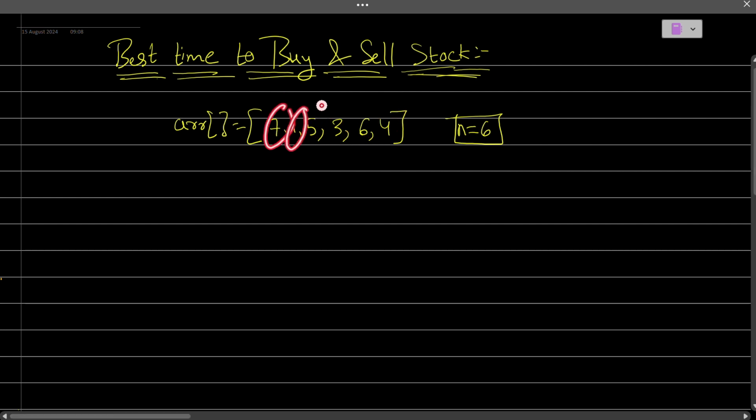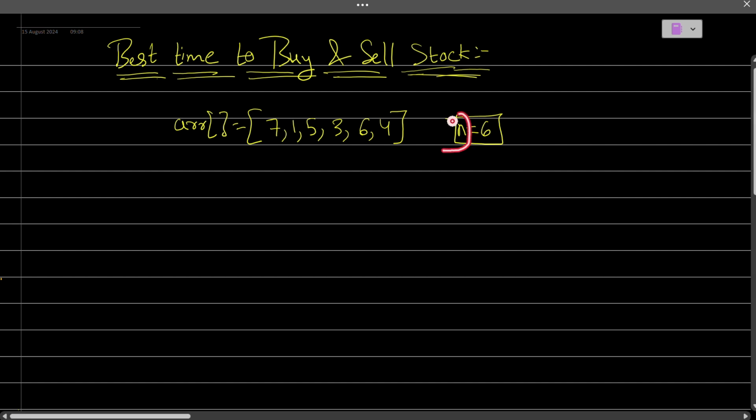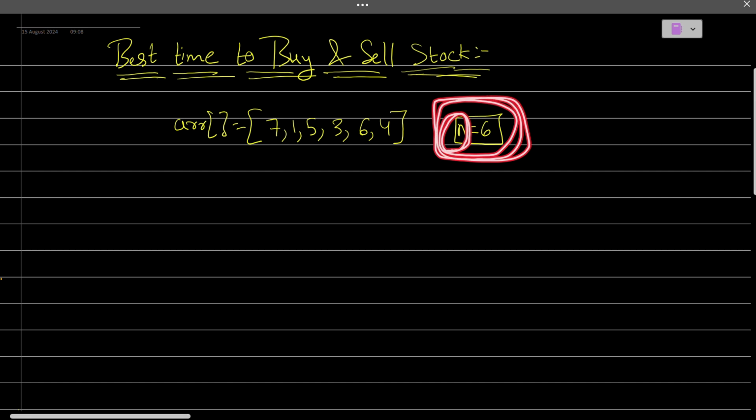Second day price is 1. Third day price is 5. Fourth day price is 3. Fifth day price is 6, and sixth day price is 4. So it states that there are n number of days, that is 6 days.